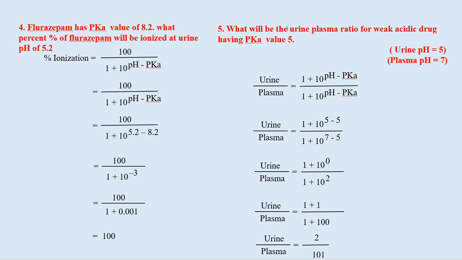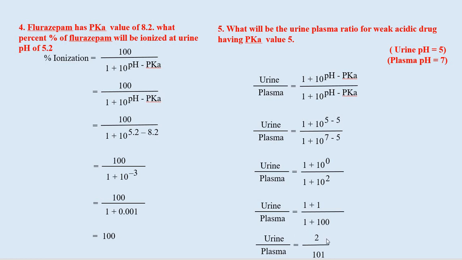First, from the pKa value, you segregate the drug into the 4 classes, to see which class it comes under, or here they already mentioned a weak acidic drug. So for the urine plasma ratio we take the formula for the weak acidic drug. Urine by plasma is equal to 1 plus 10 raised to pH minus pK divided by 1 plus 10 raised to pH minus pK. Just put the values in the formula, and if you calculate, it is 2 divided by 101.